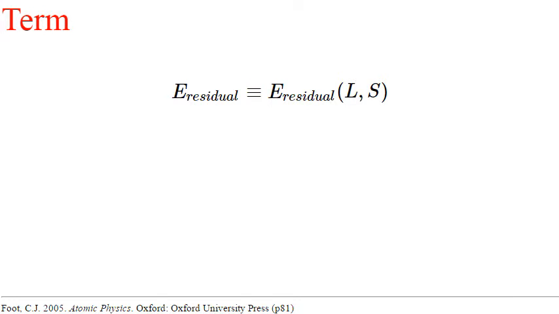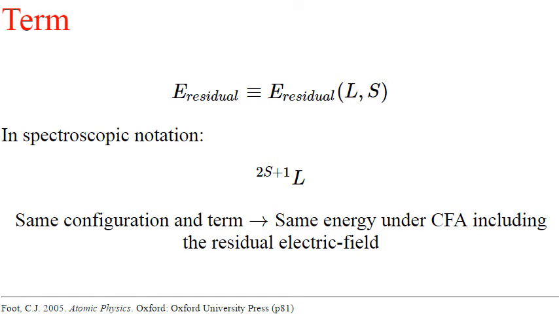If we find the change in energy due to this residual Hamiltonian, we find it depends on the two quantum numbers L and S. This is assuming LS coupling, which I won't go into here. Thus by specifying L and S we get this shift in energy and also specify the term, which is denoted by this. Thus two atoms with the same configuration and term have the same energy under the central field approximation with the inclusion of the residual field.